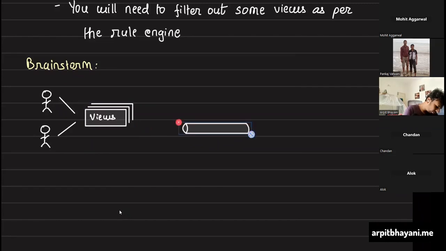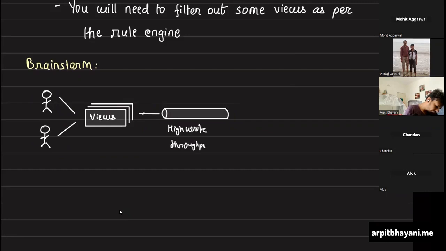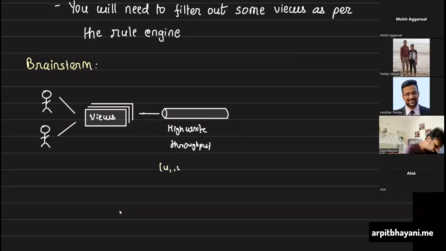Perfect. And why did you choose Kafka? So Kafka would give me a very high write throughput for all the views which I'm getting. And so then what would each message contain? So each message I would have some sort of a video ID and user ID, unique identifier of the video, some unique identifier of the user, maybe some additional details like IP address, from where the video was watched. So anything that your rule engine requires to disambiguate, you'll put it there, correct?